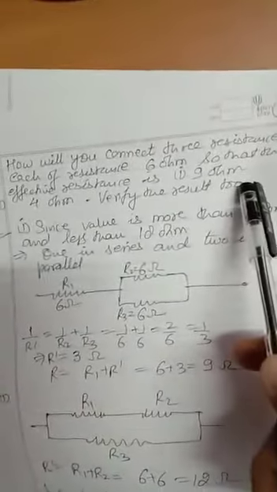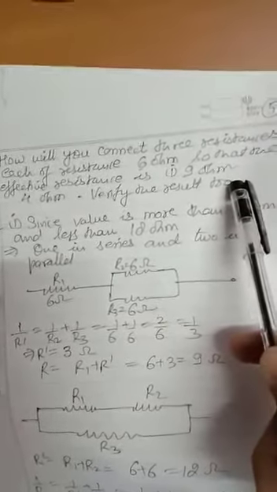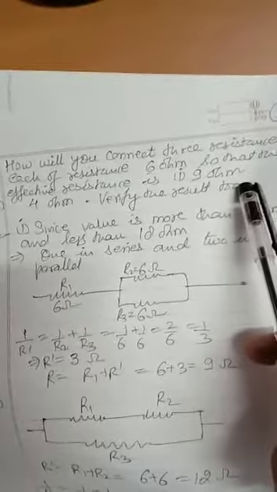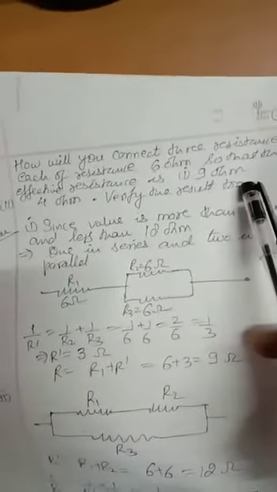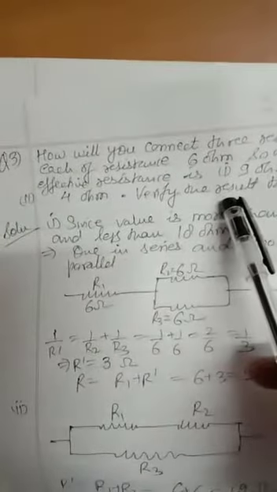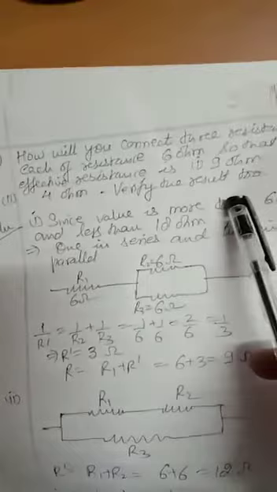Now one more question was asked. 3 resistances of 6 ohm were given and they were asking how you will connect them, in series or parallel, that is up to you, whether 2 are in series or 2 in parallel and 1 in series, so that the effective resistance is 9 ohm in the first part and 4 ohm in the second part, and you have to verify this result by showing the calculation.